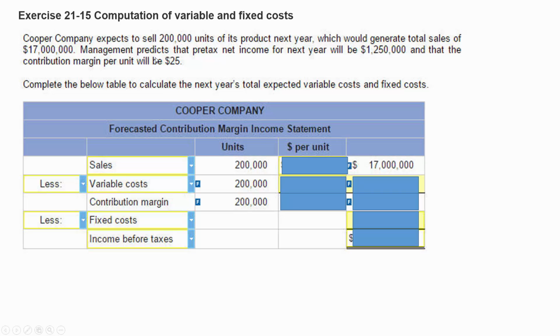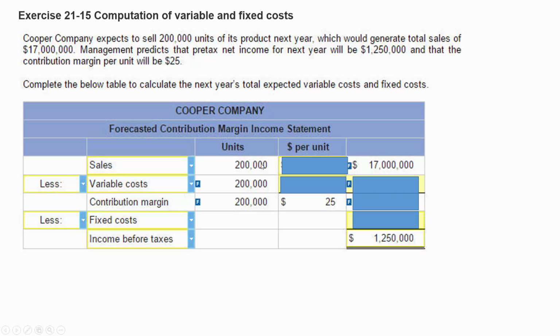And management predicts that pre-tax net income for the next year will be $1,200,000, which is this piece right here, and that the contribution margin per unit will be $25. So there's contribution margin, there's per unit is $25. Now, what we have to do is solve for the rest of these pieces. So let's look at this piece.